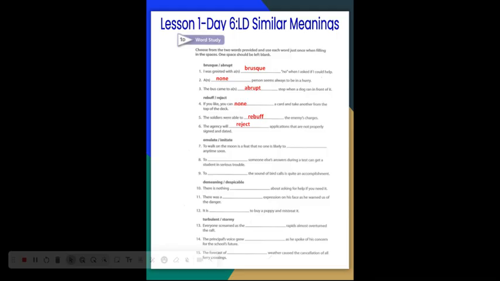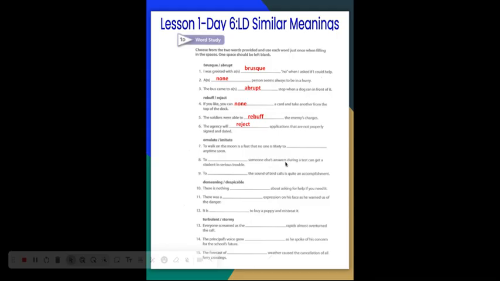All right, let's look at the next set of words, 7, 8, and 9. To walk on the moon is a feat that no one is likely to emulate or imitate. Well, we know emulate means to imitate. So why would you use emulate over imitate? Emulate means to try to equal, to imitate. So you want to be like them in pretty much a positive manner.